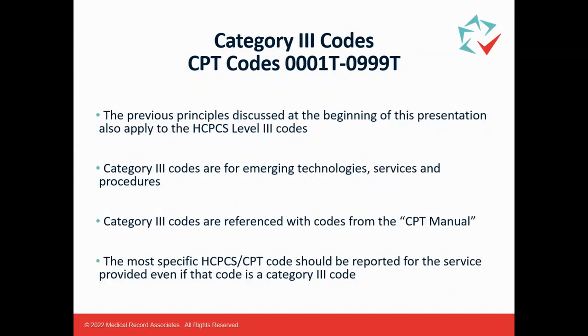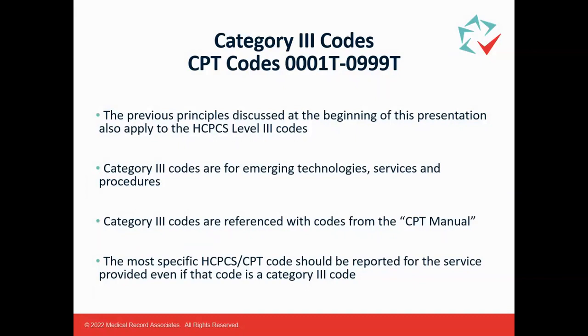Category 3 codes, CPT codes 0001T through 0999T. Again, previous principles apply in this section as well. Category 3 codes are for emerging technologies, services, and procedures. They are referenced with codes from the CPT manual.